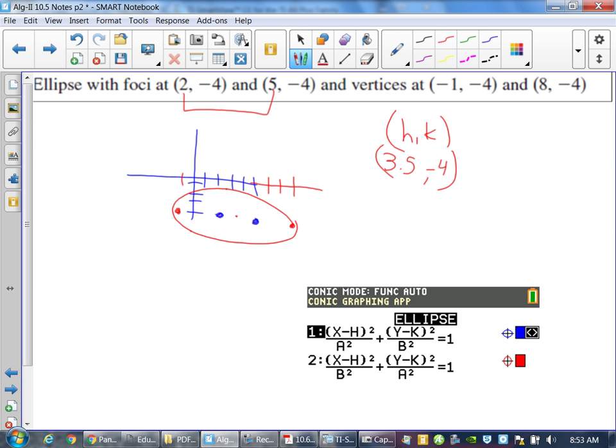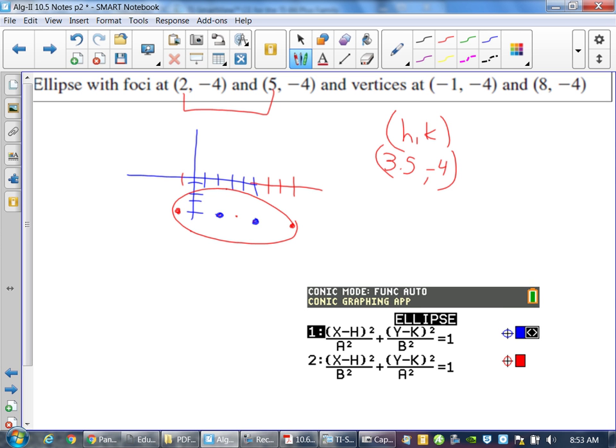Could I have done that with the vertices? Absolutely. Could I have done that if I had co-vertices? Absolutely. The center will always be the midpoint of the vertices, co-vertices, foci. Always, always, always. I just added them together. That's it. So there's your h and your k.